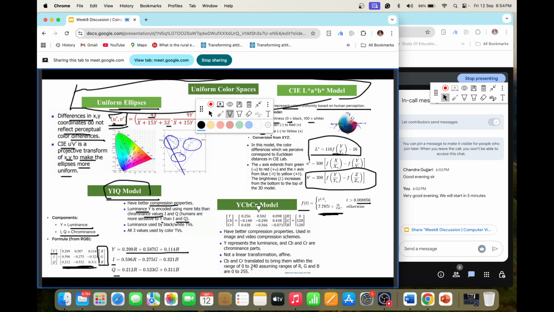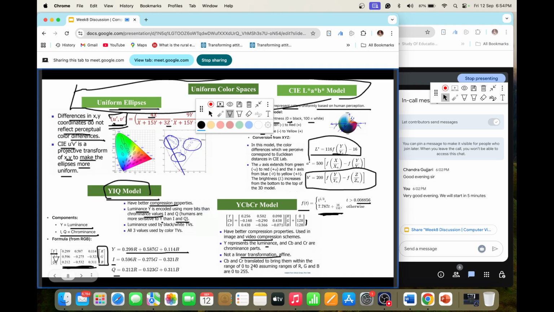Next is the YCbCr model. This again has a better compression property, used in image and video compression. Y is again for luminance, CbCr for the chromaticity part. It is not a linear transformation. It is affine: Cb and Cr are translated to bring them within the range 0 to 240, assuming a range of RGB from 0 to 255. So IQ has a smaller value, but for Cb and Cr, what we do is add 128 to the I and Q values.